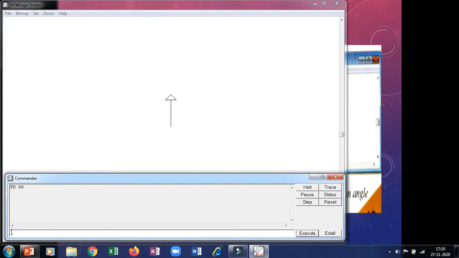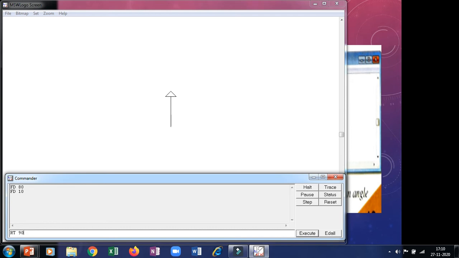Okay, then if you want to move more forward, you can write FD 10. We'll just write FD space 10. See, it has moved. Then if you want to move the turtle's head towards the right side, we can use the right turn command, RIGHTTURN, and the short form is RT. With RT we have to write the angle, the degree at which it should turn. We are writing now 90.